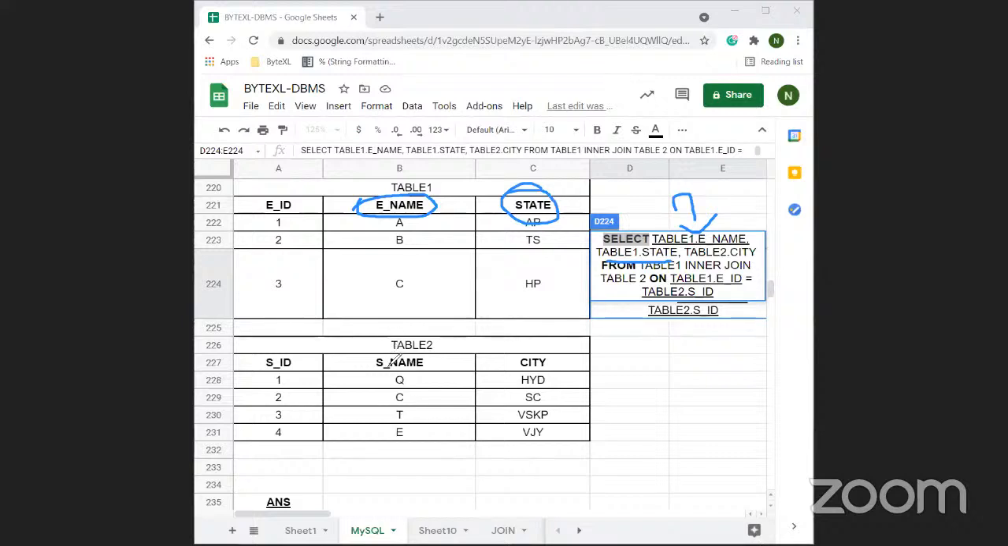From table 2, I don't want name of the students. I don't want IDs of the students. I want only their city. Therefore, table 2 dot city. We have selected all the particular attributes we want from these tables.